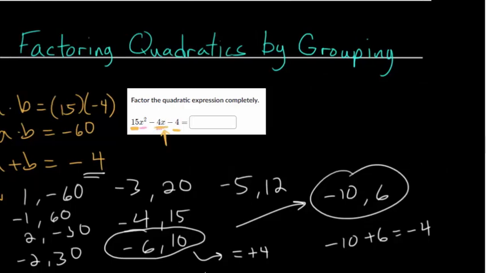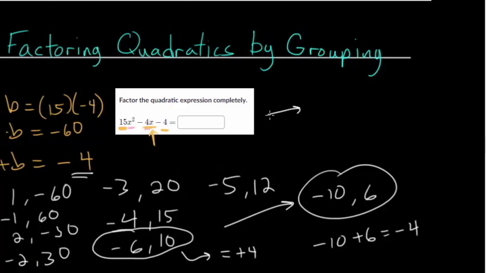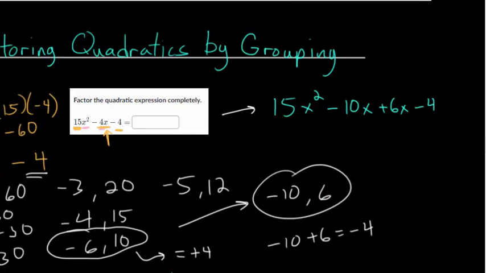So I'm going to rewrite this quadratic expression by actually breaking it up. So let me change colors. So we have 15x squared, and instead of being minus 4x, we're going to break it up into minus 10x plus 6x, and then we have minus 4 at the end. And this should make sense that you can do this, because minus 10x plus 6x does simplify back to minus 4x. So it's a valid operation up to this step.